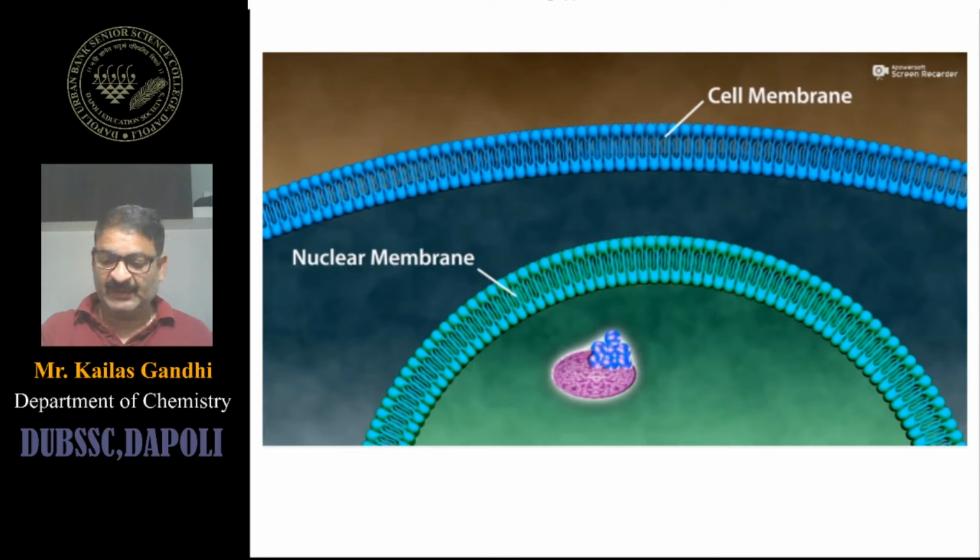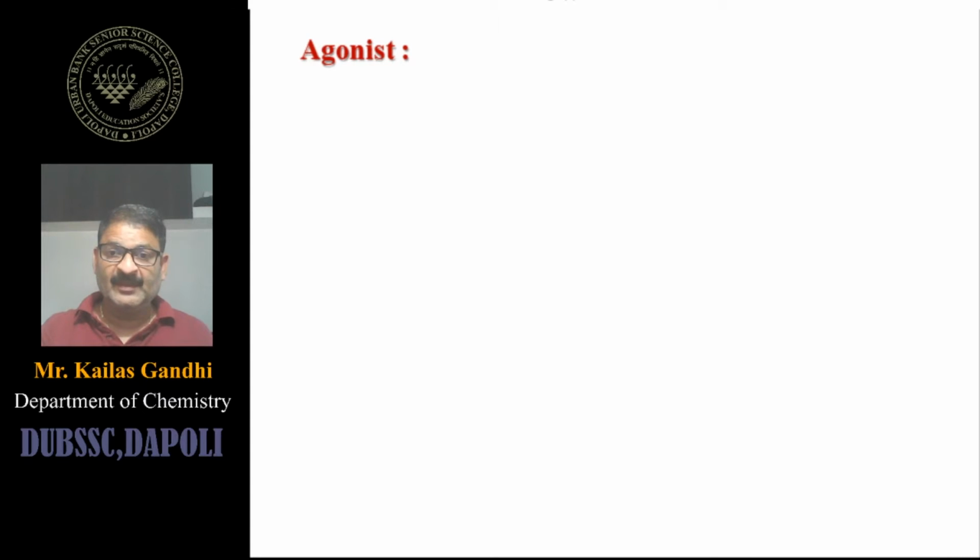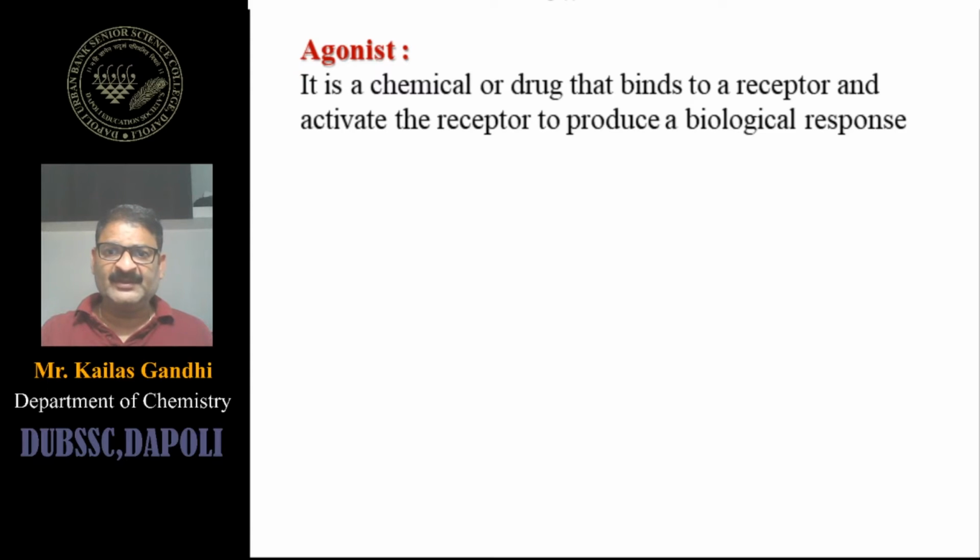So moving towards the next point, which is the agonist. What is meant by the agonist? An agonist is a chemical or drug that binds to a receptor and activates the receptor to produce a biological response. Means the drug molecule which activates the receptor is considered an agonist.